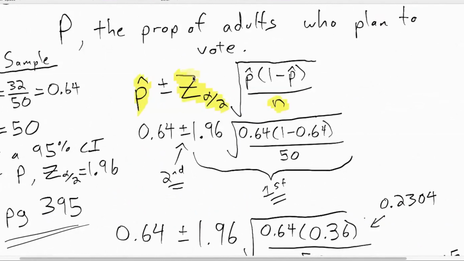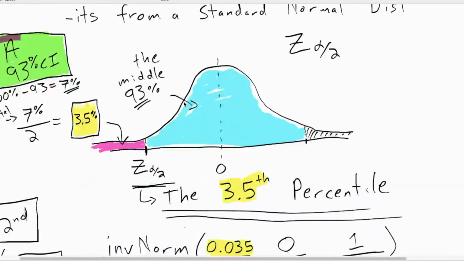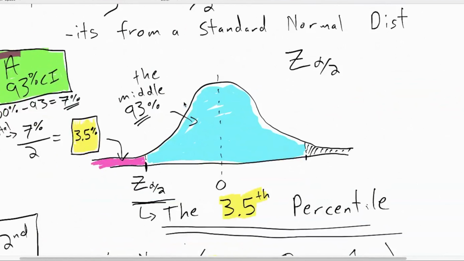And two of them are fairly easy to get. The p hat and the sample size should come from reading a particular problem. But then the Z-score comes from understanding that you're trying to find a percentile, or maybe just looking at page 395 of the book if you're doing one of the more standard levels of confidence.